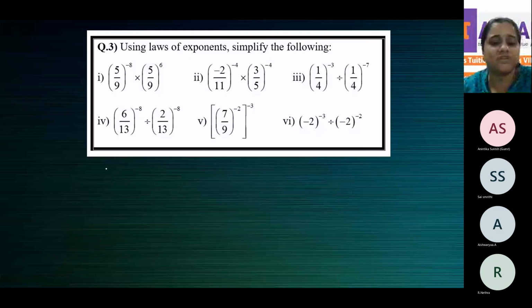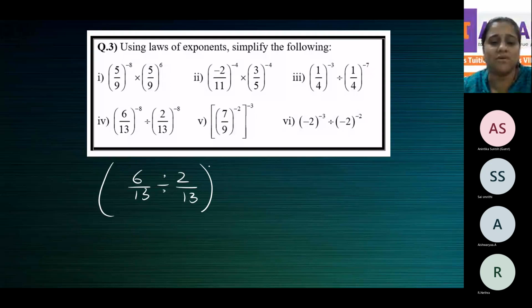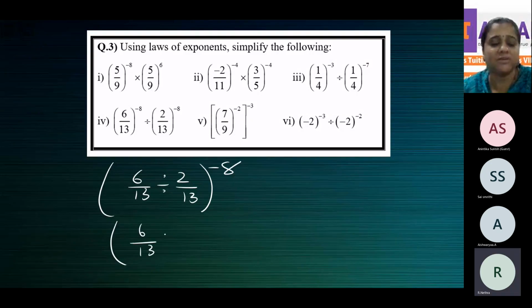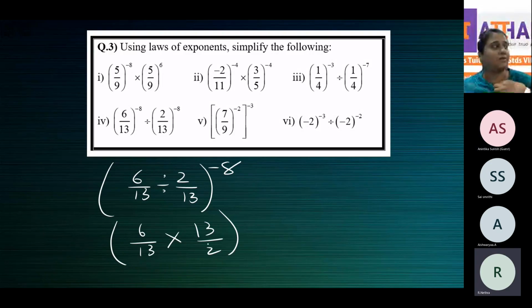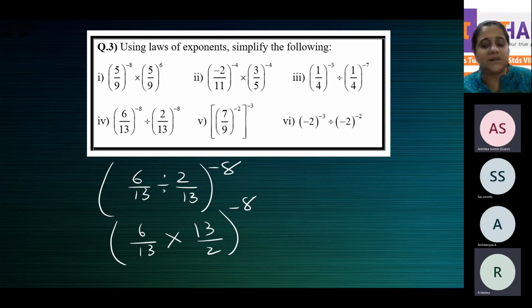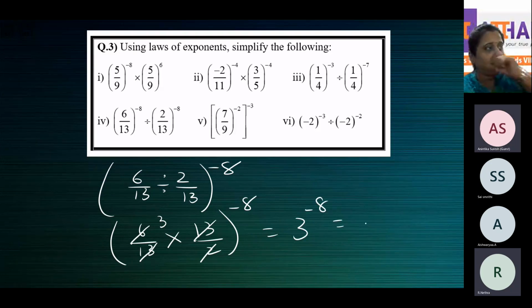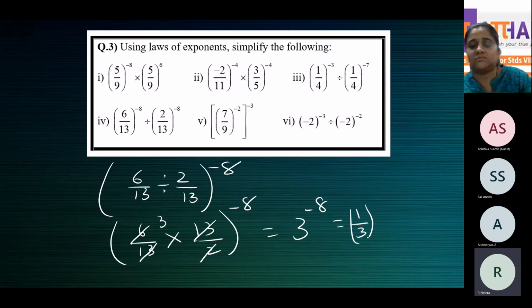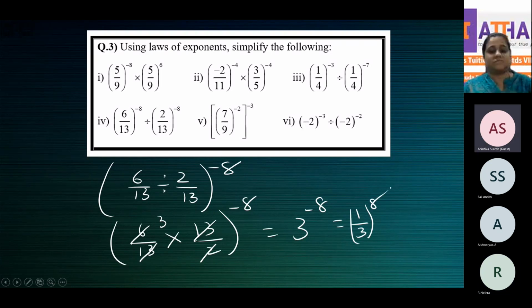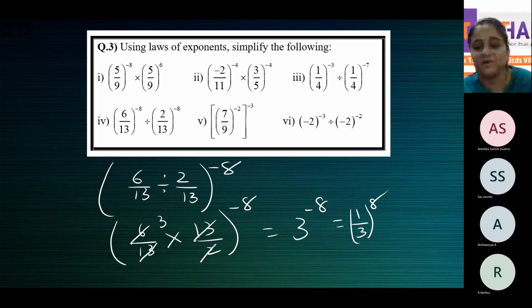So it will be 6 by 13 divided by 2 by 13, the whole power minus 8. Division becomes multiplication and 13 gets cancelled. So we get 3, and 3 is raised to the power minus 8. Then change the power to positive: 1 upon 3 raised to the power 8 is the equivalent. Very good.